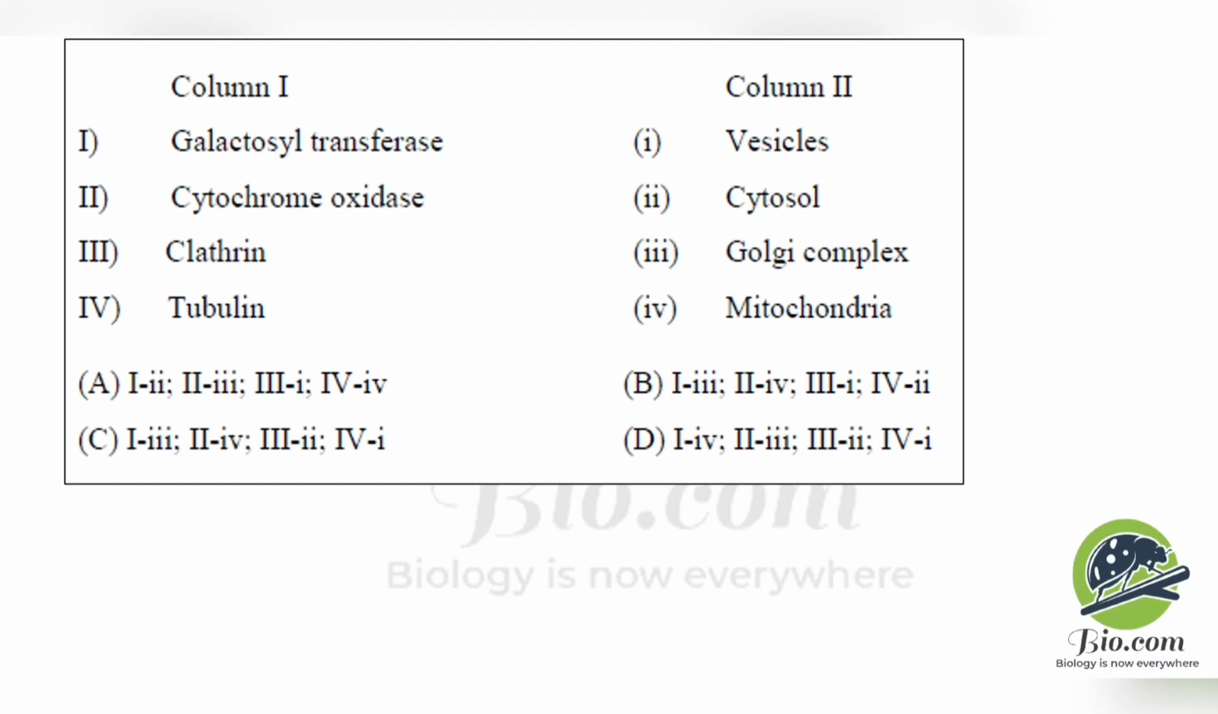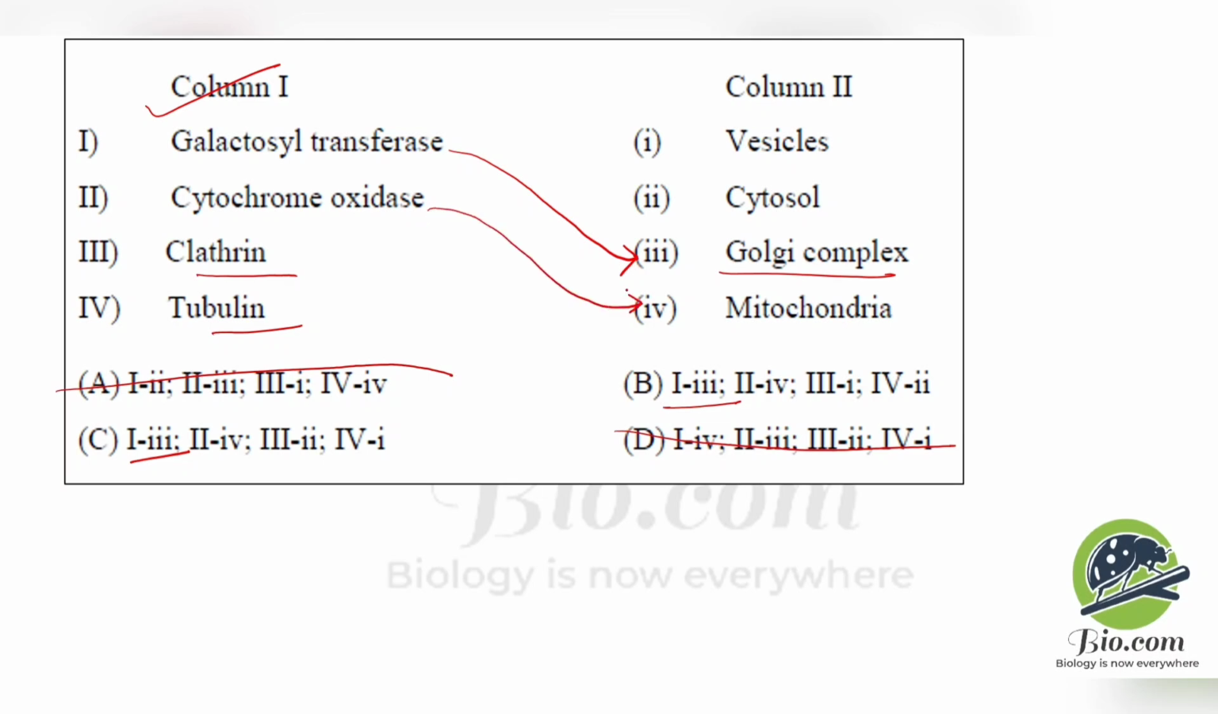Now the second question. So the second question is you have to match the column 1 like galactosyl transferase, cytochrome oxidase, clathrin and tubulin along with its location. So this galactosyl transferase occurs in the Golgi complex. In the Golgi body you can see this. And first's third is done. So where is first's third? It is here and here. So you can eliminate A as well as D. Now cytochrome oxidase. So cytochrome oxidase occurs in the mitochondria. That means second's fourth is here too. So still you have to consider both B and C.